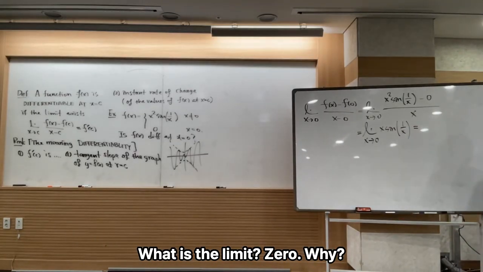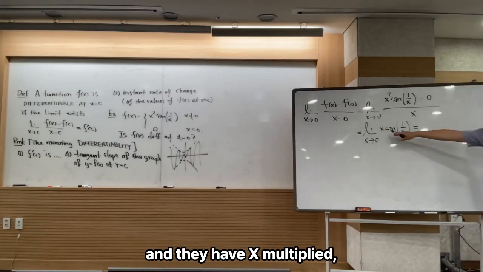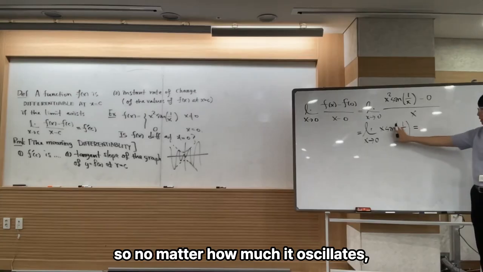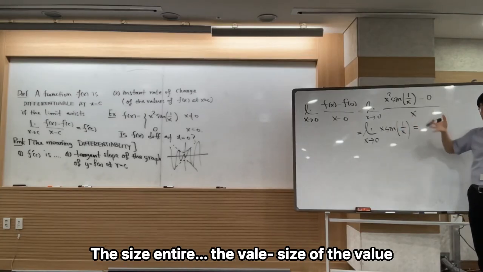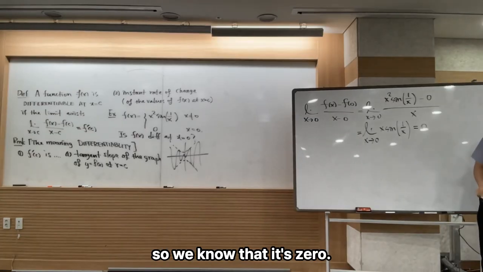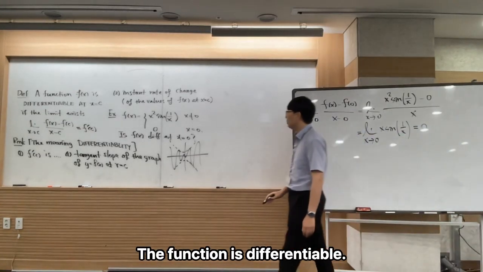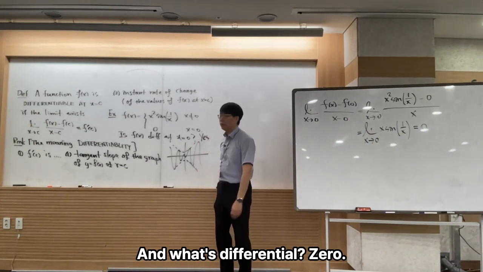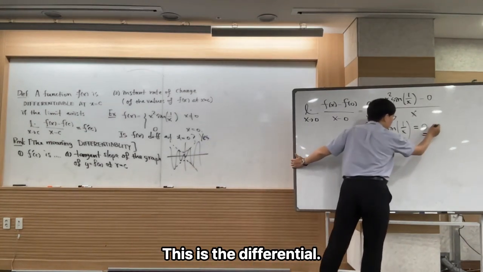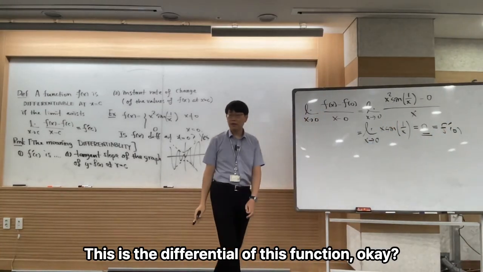Why? Yeah, sine is always between minus 1 and 1, and it has x multiplied. So no matter how much it oscillates, the size of the value must go to 0. So we know that it's 0. The limit exists. What does that mean? The function is differentiable. And what's the differential? 0. This is the differential of this function.